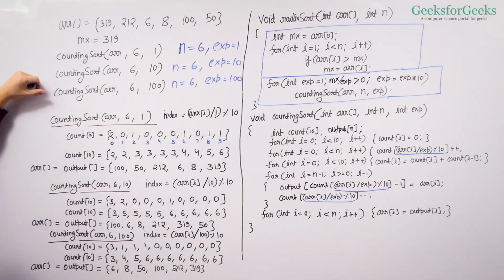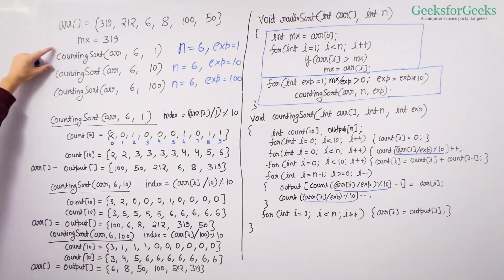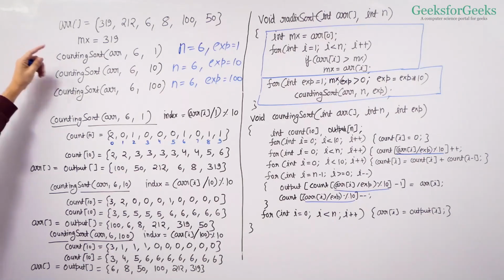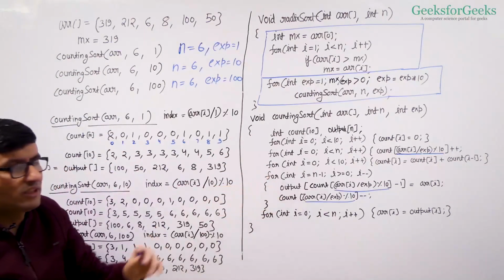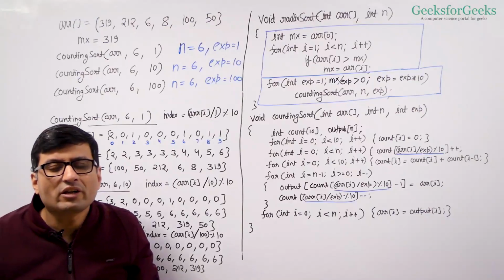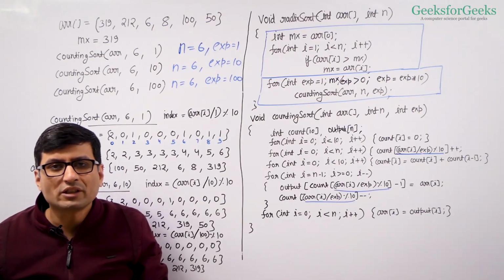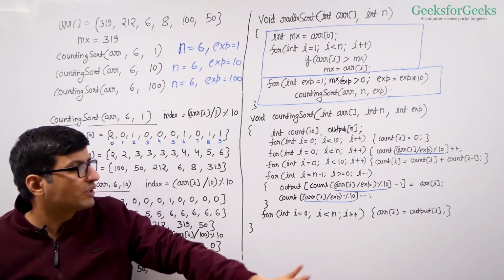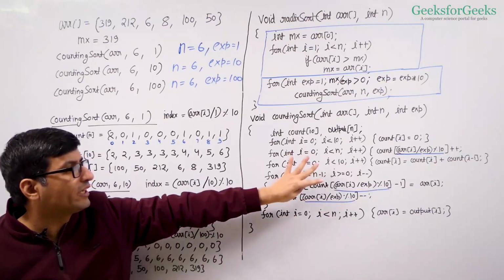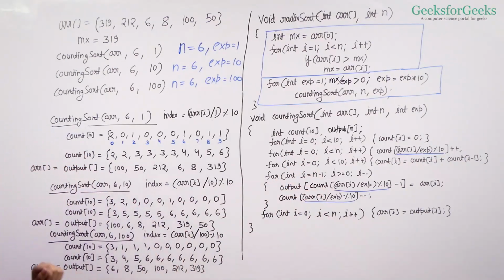Now for the first call, we sort the numbers according to the last digit, because exp is 1. And this is the same counting sort logic. It is strongly recommended that you see the counting sort video first. And if you have not seen it yet, you can refer to that counting sort video now, and you will get the idea of how this code works.